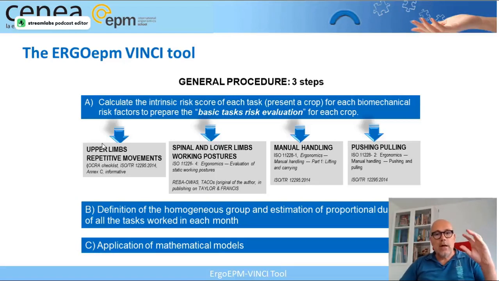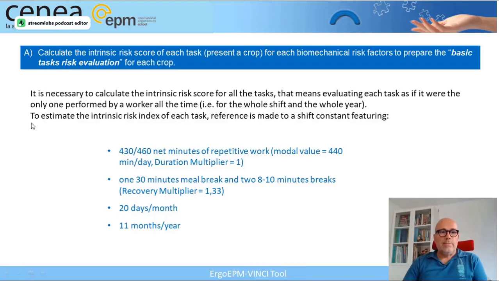The first step is to calculate the intrinsic risks of each task. The second step is to define a homogeneous group and determine the duration of dedication to each of the tasks. And the third step applies the mathematical models automatically to obtain the risk indices. Well, in the first step, what we are going to do is calculate the intrinsic risk indexes for each of the tasks.